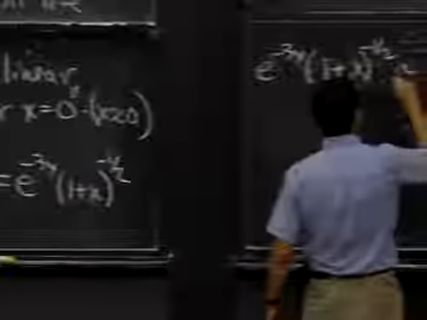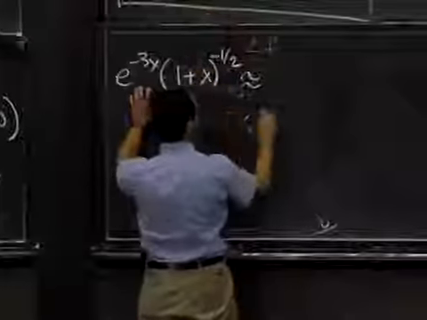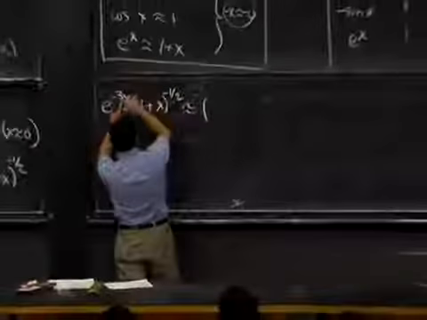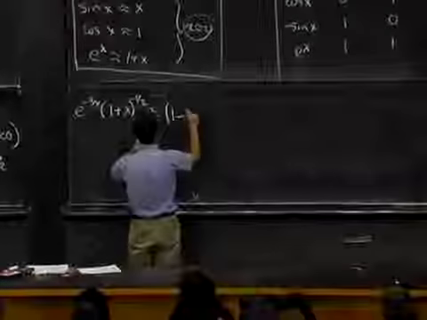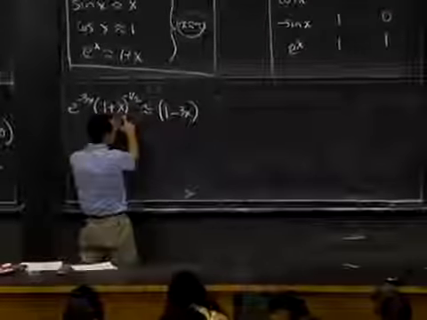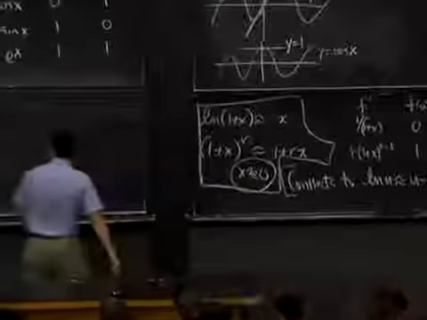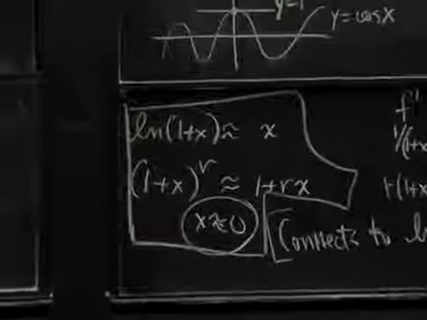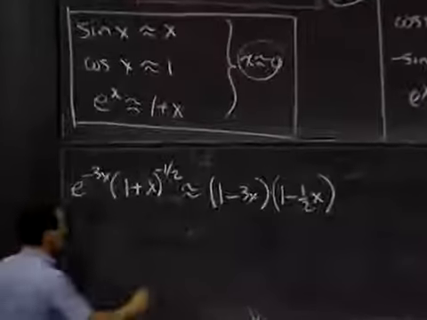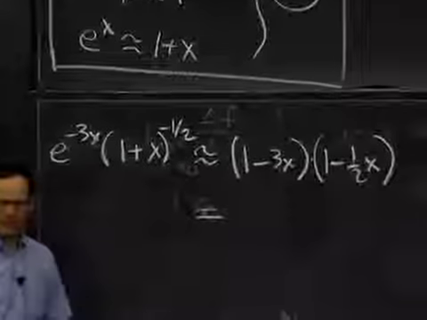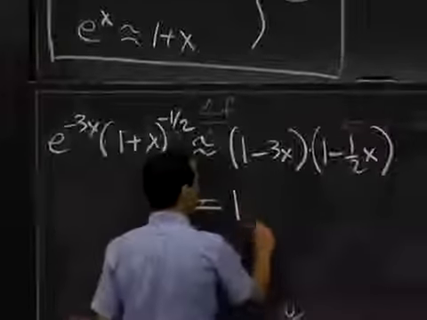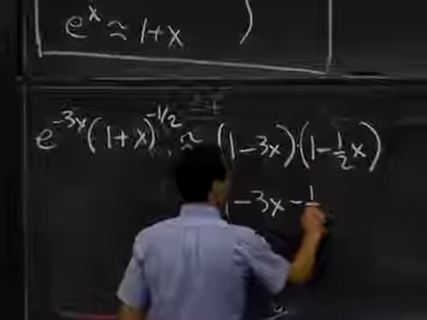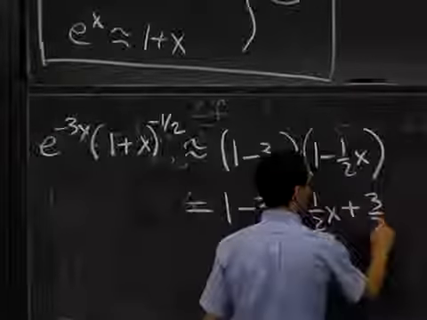And that's going to be approximately, well, I'm going to use this formula. I have to use it correctly. x is replaced by minus 3x. So this is 1 minus 3x. And then over here, I can just copy verbatim the other approximation formula with r equals minus a half. So this is times 1 minus a half x. All right? And now, I'm going to carry out the multiplication. So this is 1 minus 3x minus a half x plus 3 halves x squared.